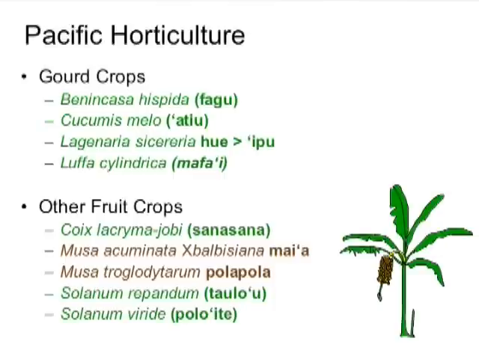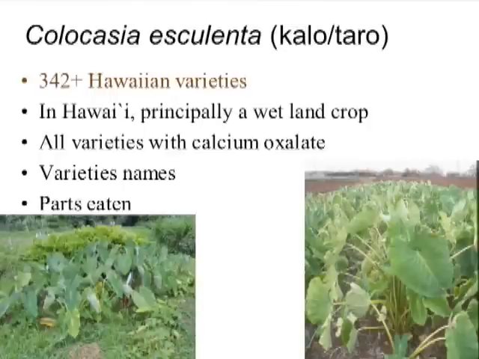The most important crop in the Pacific Islands is clearly kalo or taro, Colocasia esculenta. This is the archetype of the family of plants, Araceae, also known as aroids. Kalo has at least 300 and probably more than 350 varieties that were recognized in Hawaii alone in the past. In addition, hundreds of other varieties are found in other Pacific islands.